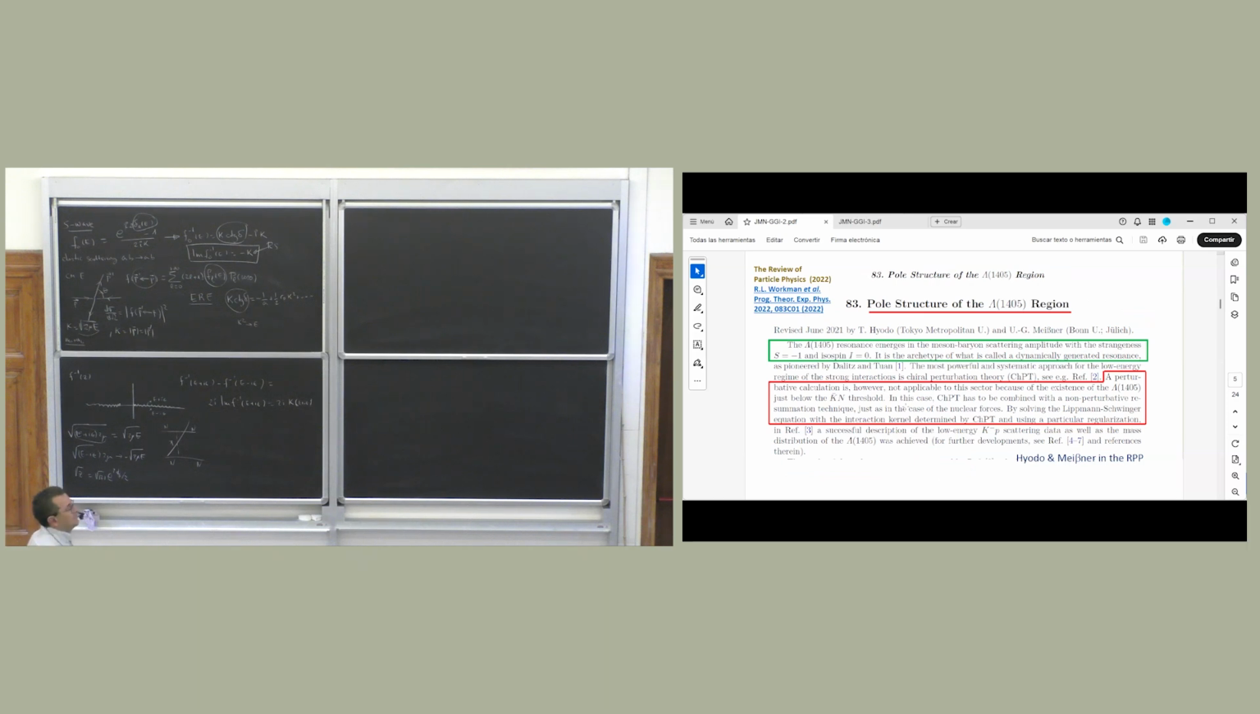Okay, so my objective today, my only objective today, is to try to give you a flavor. In the PDG, you have a compilation of the properties of particles, but also there are some specific reports about things which are of special interest. And there is one that was written, well, the latest version was written in 2021, by Hyodo-san and Ulf Meissner, referring to the pole structure in the Lambda 1405 region. And my goal today is just to give you a flavor of what is the meaning of these two poles, right?